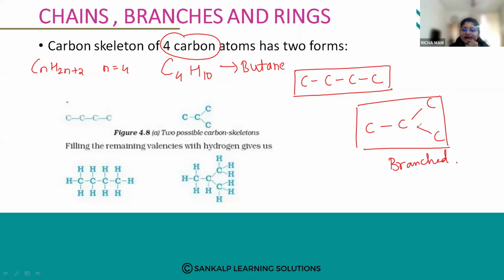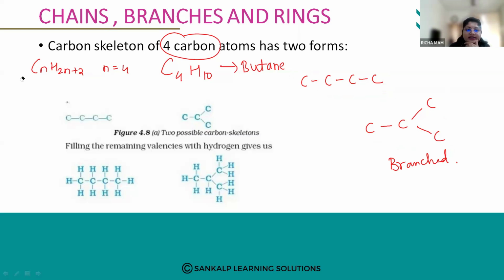Now let us fill the valency. How can you fill the valency? With the help of hydrogen. Now let us write the structure. Carbon has tetravalency, so 1, 2, 3 and 4. Again 1, 2, 3 and 4, and so on for each carbon. So this is one compound, a complete molecule. This is butane.